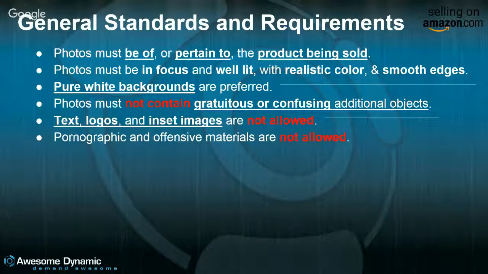Pornographic and offensive materials are not allowed. I think that's pretty straightforward. You know, Amazon wants to maintain it as a friendly environment for families, and even though Amazon does sell, let's say, adult products, it is behind a certain wall that most public viewers cannot get to easily, and they will usually still put restrictions on those types of products, so you still can't have offensive images on the listing itself.